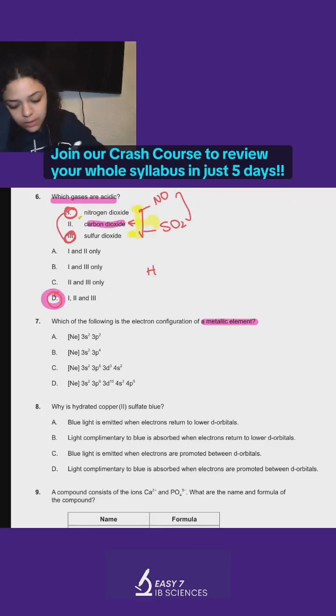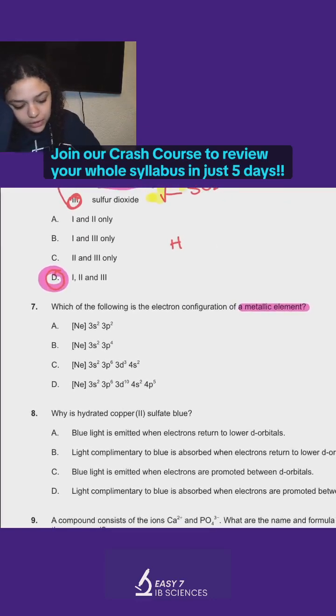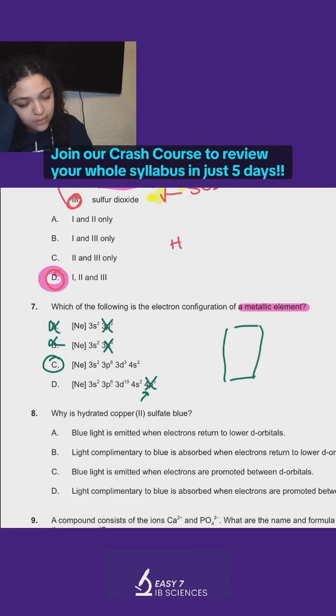What can we say? Let's just do process of elimination. We know P, anything in P is definitely not going to be a metallic element because that's a non-metal. Let's have a look at the remaining. This one's also in P, so it has to be C. Because anything in the p orbital, we know the p orbital is on the right-hand side of the periodic table, and therefore that's, of course, a non-metal.